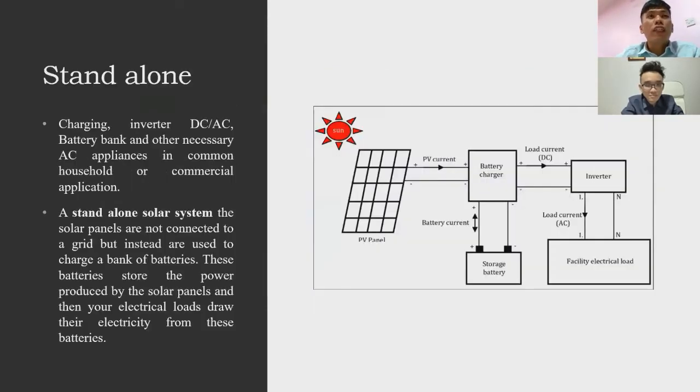There are two types of solar power system. The first one is standalone, which consists of the charging inverter DC-AC, battery bank, and other necessary AC appliances in common household or commercial application. Like this picture showing a standalone solar system, the solar panels are not connected to a grid, but instead are used to charge a bank of batteries. This battery stores the power produced by the solar panel, and then your electrical load draws its electricity from this battery.